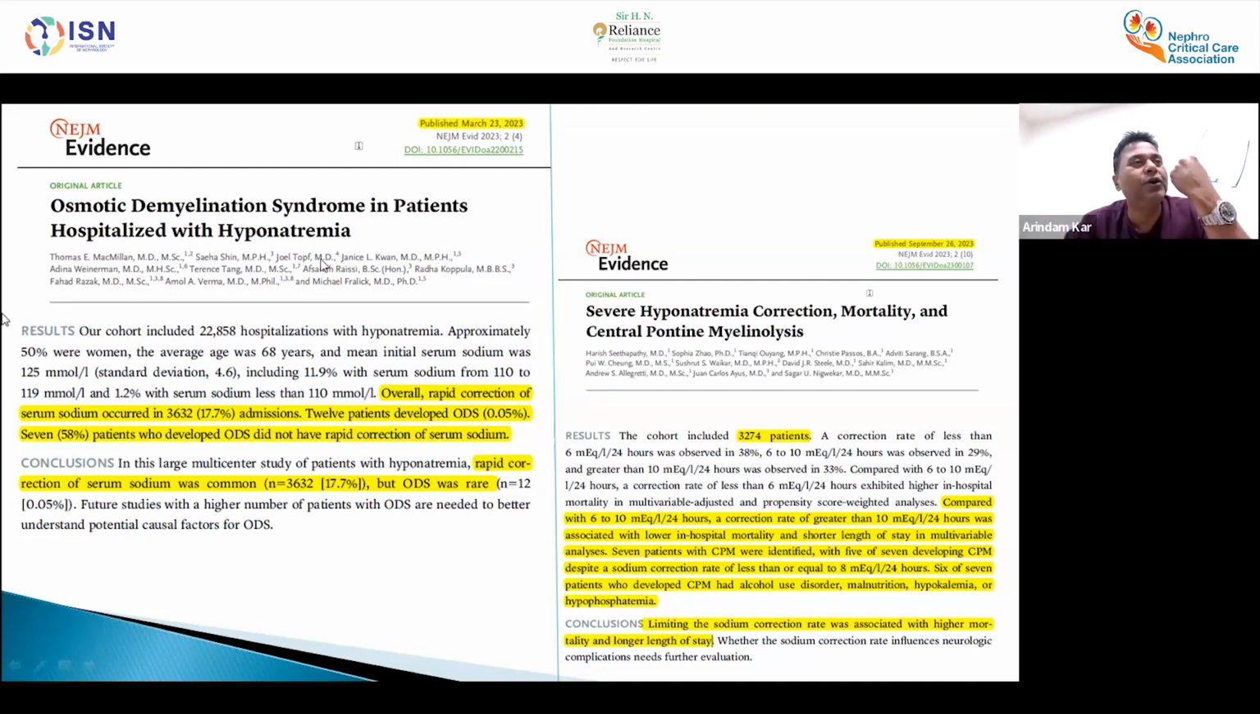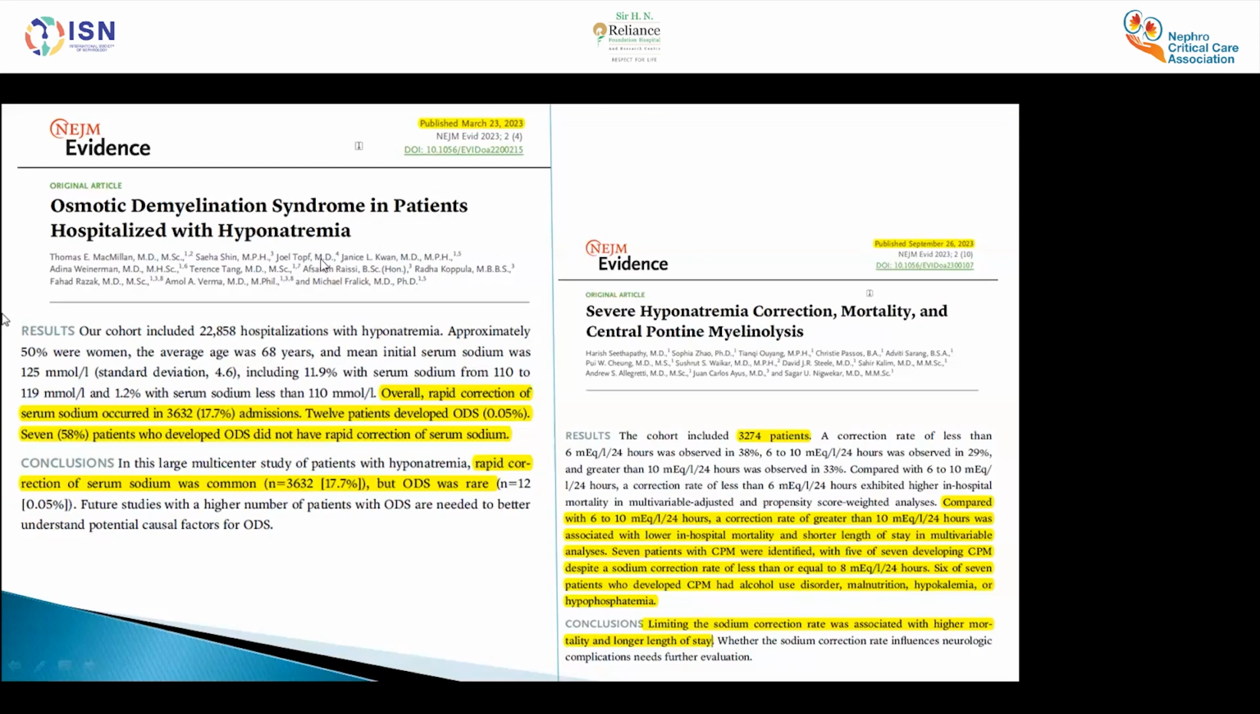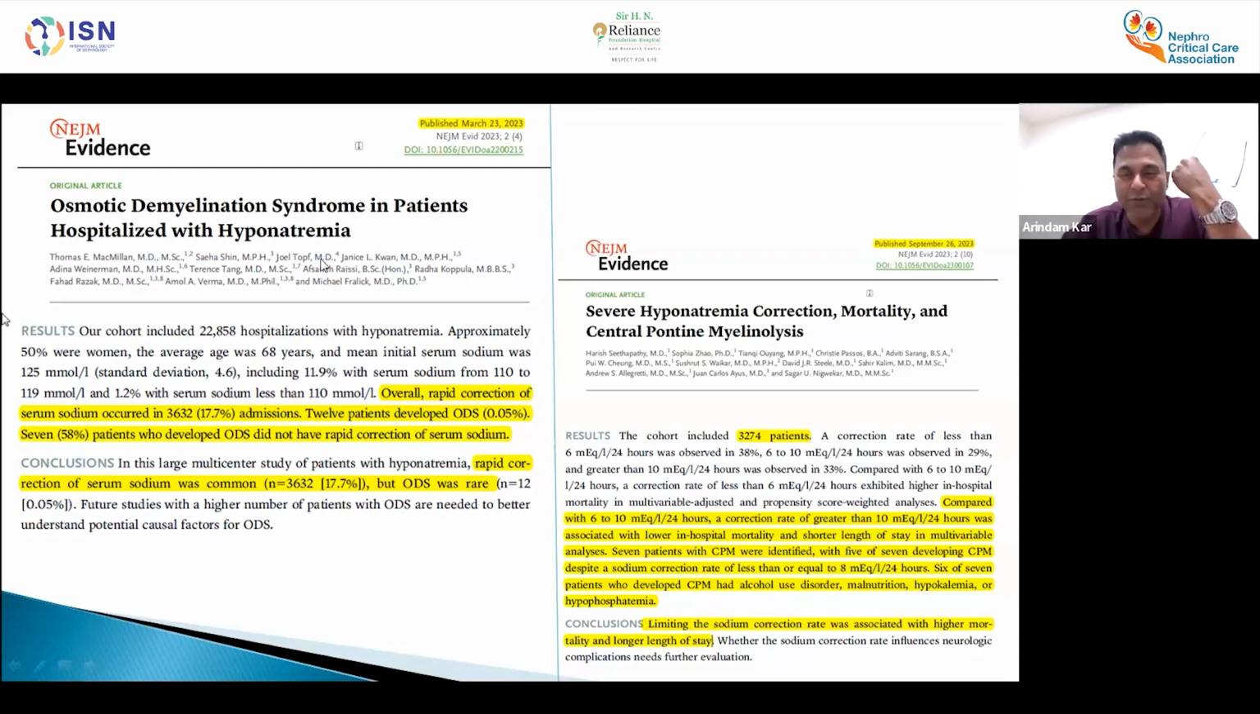Both your demyelination and disequilibrium are similar. It's more of a rapid movement of the solutes. Disequilibrium is urea and sodium, and here ODS is only sodium. So you guys, please remember that you have to slow the movement of the solutes itself, whichever way you can do it.